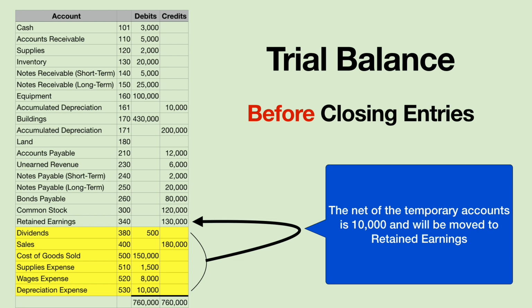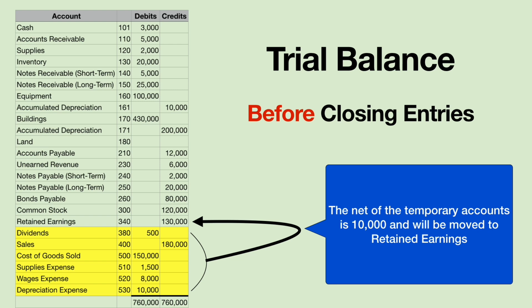Now, here's an adjusted trial balance. We've used these numbers to make financial statements. After you make financial statements, you have closing entries. Now, let's look at what happens to the trial balance after closing entries. These yellow lines exist before the closing entries, but these are all temporary accounts. And so the closing process will move all of these yellow numbers to retained earnings.